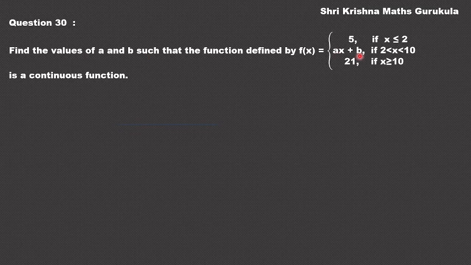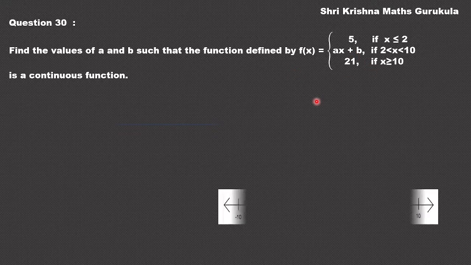We have a and b here. We have to find the values of a and b when the function is continuous. In this question, they have not specified for what value of x the function is continuous. This means the function is continuous throughout the domain of this function f of x. Sometimes they specify at a particular point that the function is continuous. Let us understand how the function is defined now.